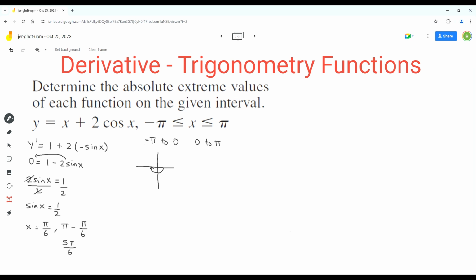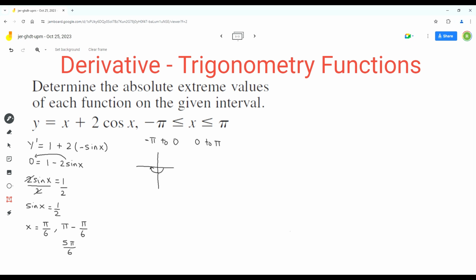Now we have to find the absolute maximum and absolute minimum for this function. So we'll have to sub in x as negative pi, which is the lower bound for the given interval, pi over 6, 5 pi over 6 and pi, and then find which of these x values give us the absolute maximum and absolute minimum.